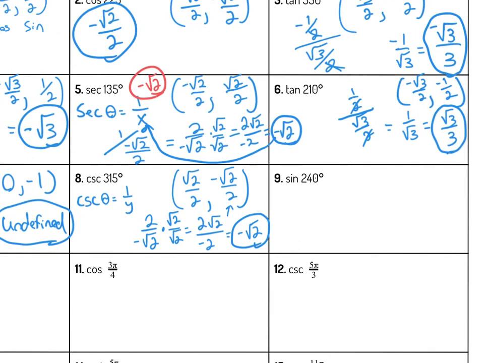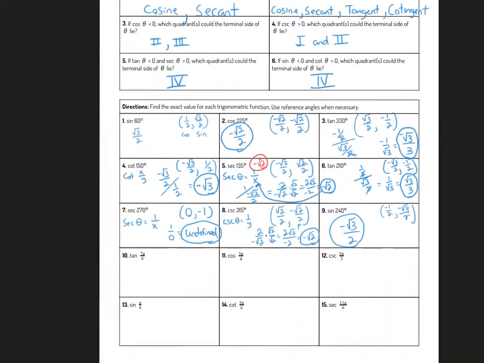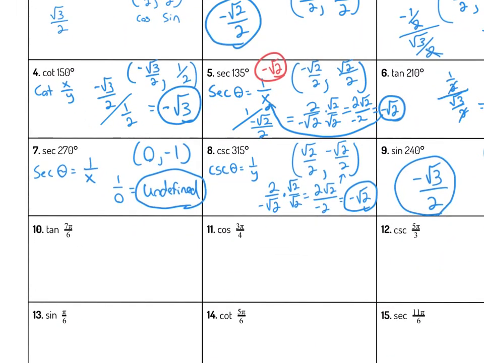Sine of 240. 240 is in the third quadrant. It's going to be negative. The coordinates are -1/2 and negative square root of 3 over 2. And sine is the y value. So this one is simply negative square root of 3 over 2. We don't have to do much figuring on that one. When it's sine and cosine, it's whatever you see. We'll zoom out there unnecessarily.